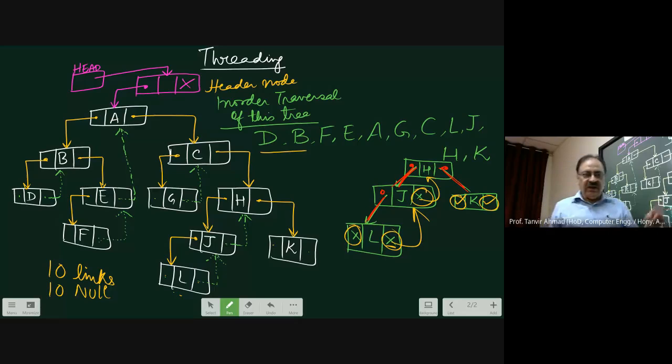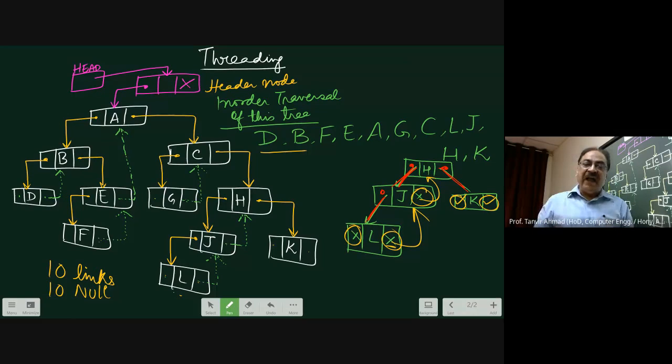And you see in this figure, all right links are used except the last one. The last one is K. Therefore, the right link of K cannot be used because there is no successor for K. Is it clear, Shashi?